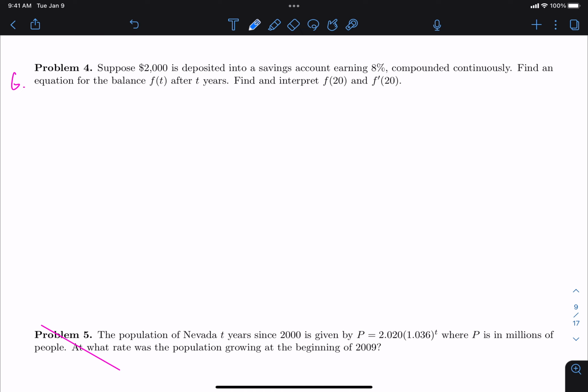So we start at 2,000. Continuously, so it's e to the kt, right? It's involved. e to the 0, it's 0, right? 0, 0, yeah, okay.